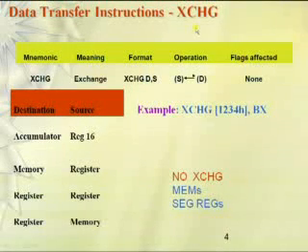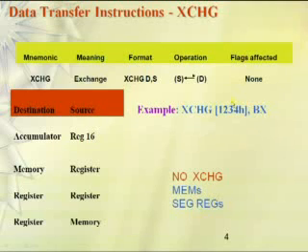Now, we have the next instruction, that is exchange. XCHG is nothing but exchange. It swaps the content between D and S, that is, destination and source. The allowed operands are a 16-bit register and accumulator, that is, both can be exchanged, register and memory, register and register, memory and register. We cannot perform an exchange operation between two memory locations or between segment registers.